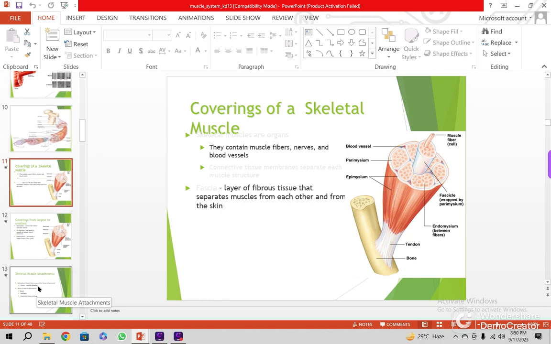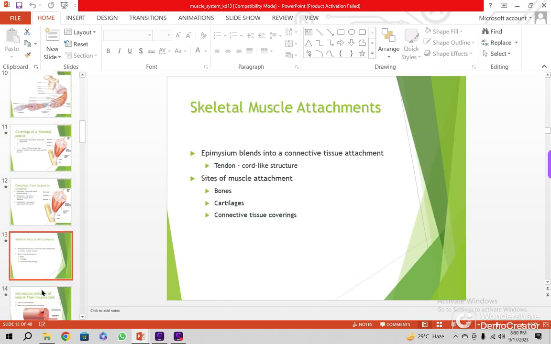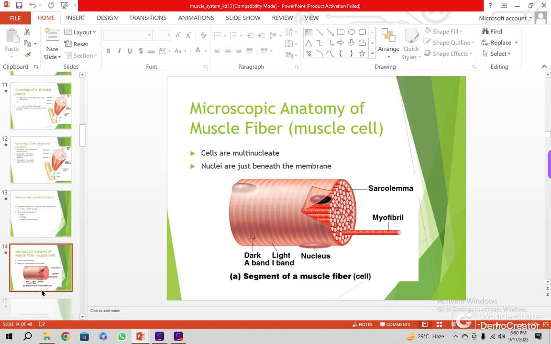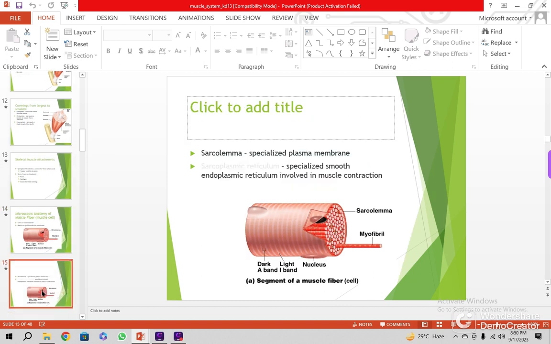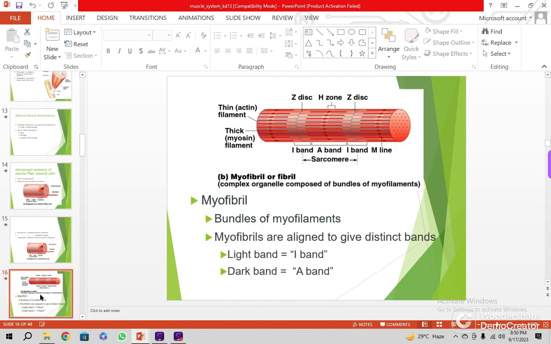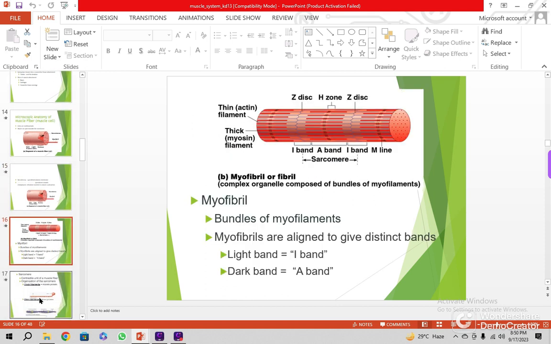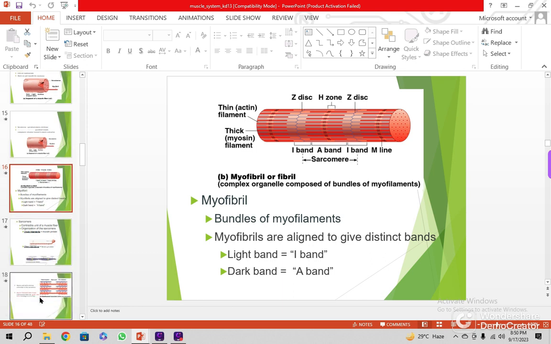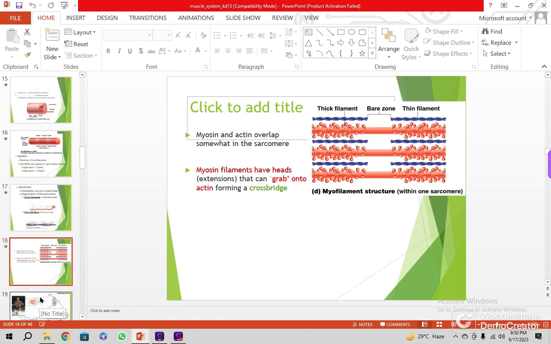Starting with the external coverings, all the aspects have been discussed, and then I discussed microscopic anatomy, and then the structures inside the muscle. The functional unit is called the sarcomere, and the constituents of the sarcomere were described in their morphology under the light microscope and the electron microscope. So this is what I have given you the details of.